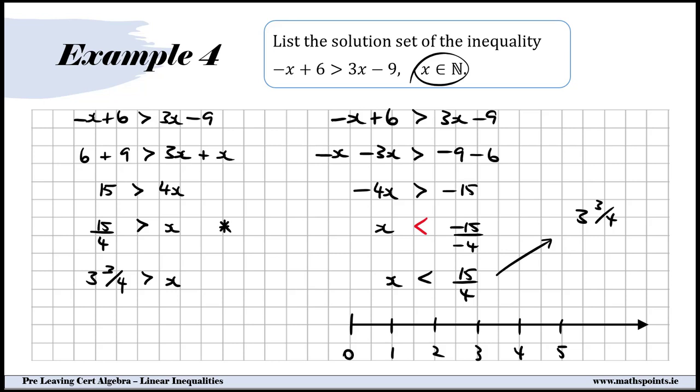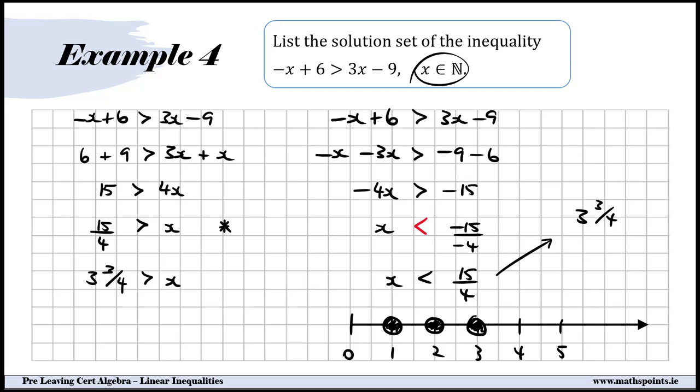So obviously 4 is not included. 4 is bigger than 3 3/4. We don't include 3 3/4, which would be roughly here on the number line, because it's not a whole positive number. So the first natural number less than 3 3/4 is the number 3. And then we're going to colour in every natural number, whole positive number, less than that. So we have 1, 2 and 3 as the solution of the equation. So that's it written on a number line.